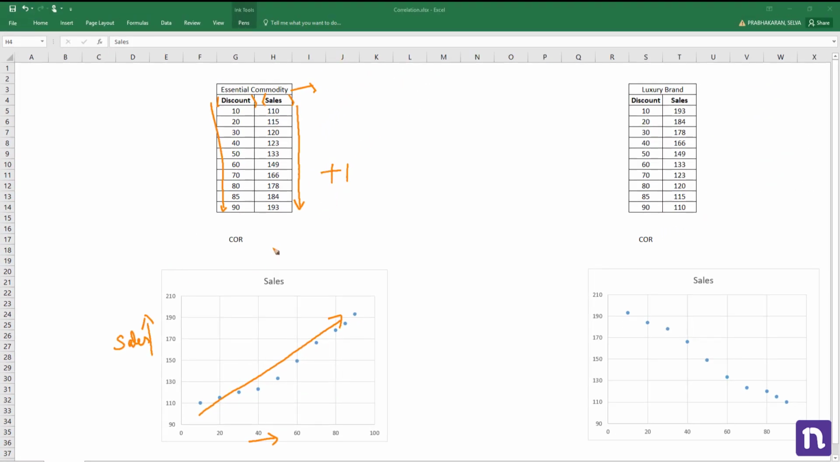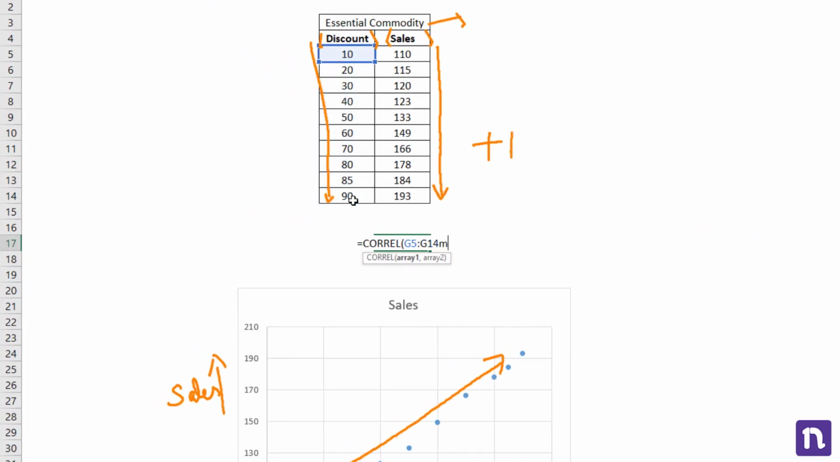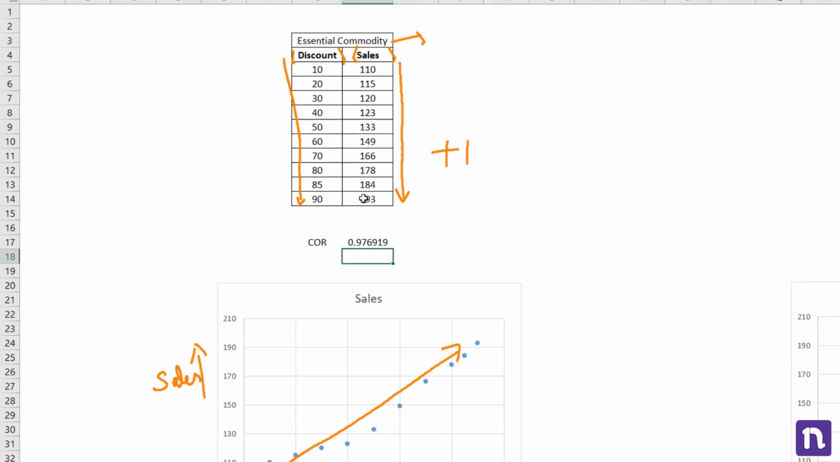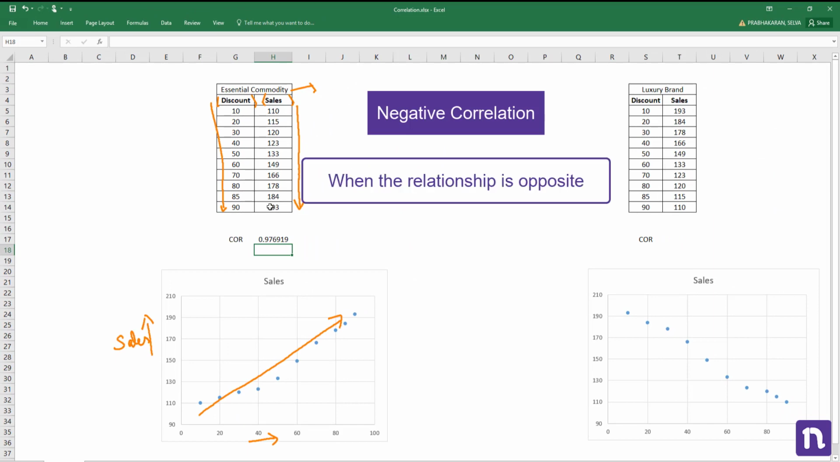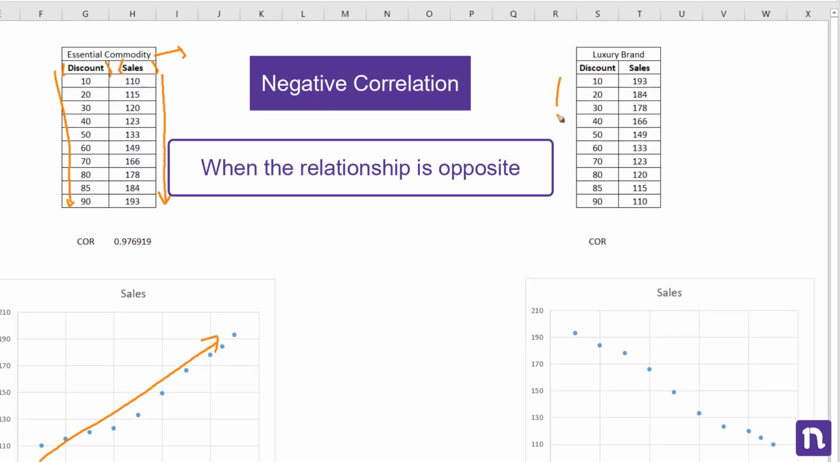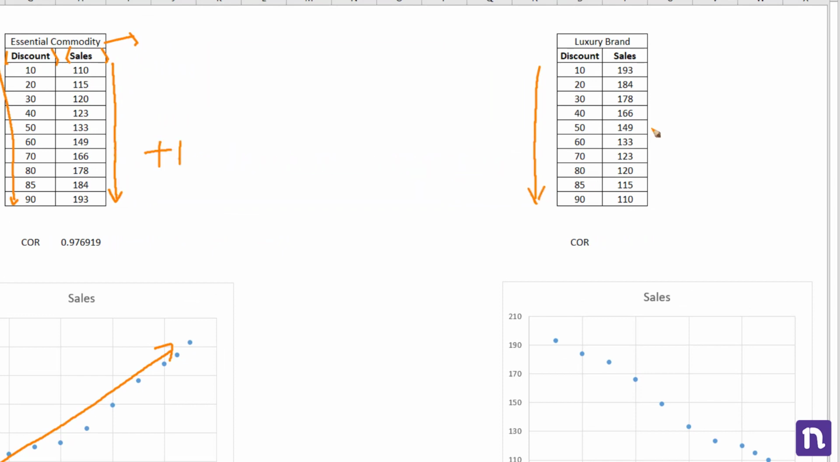To compute correlation in Excel, the function that you would use is CORREL. Select the two variables for which you want to measure the correlation. So you have a 0.97. It is almost close to 1. A very high correlation is observed. Now, when do you see a negative correlation? If the relationship is opposite. So in this case, as discount is increasing here, the sales is going in the opposite direction. It is evident from this graph.